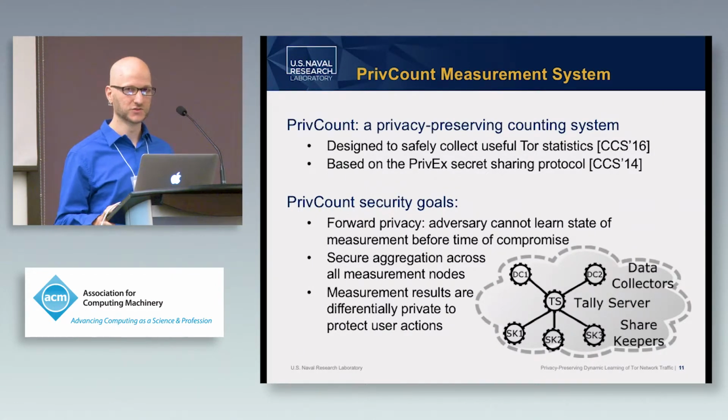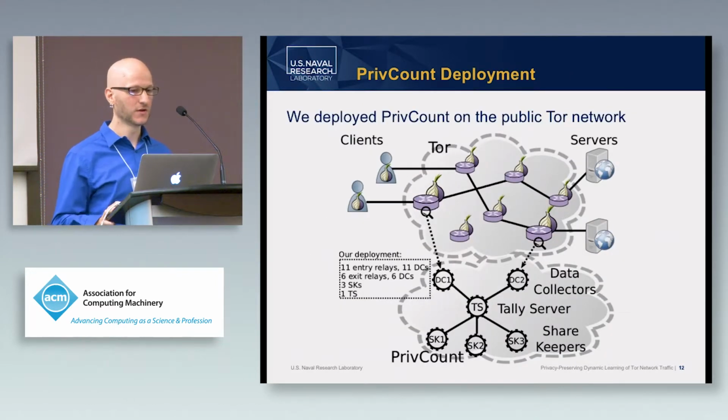So PrivCount itself is a distributed system. You have data collectors that generally run on relay machines, collecting events from the relays and counting things. And then you have a tally server and some share keepers that are part of the secure aggregation process. So we deployed PrivCount on a set of 17 relays, including 11 entry relays and 6 exit relays. Every relay we ran, we connected to a PrivCount data collector, and then we ran 3 share keepers and a tally server as part of the PrivCount protocol.